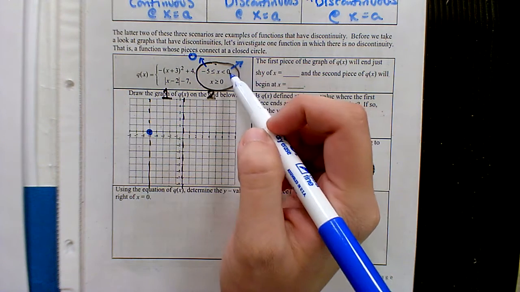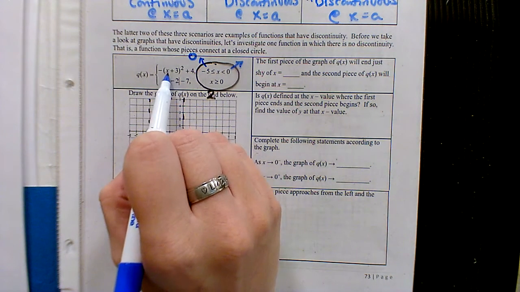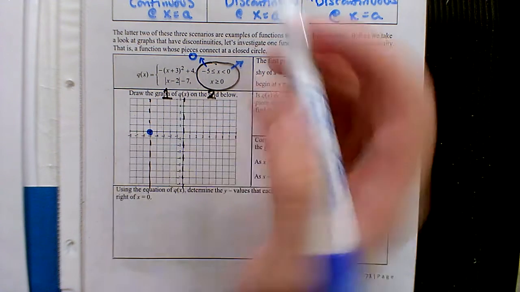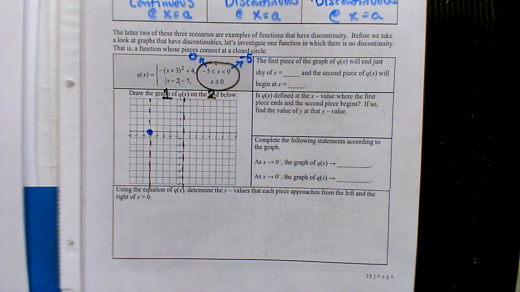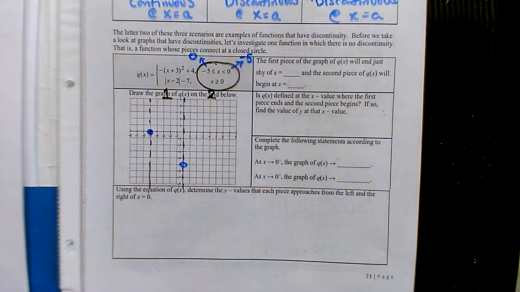Let's do the same thing for the other constraint or domain value. If we plug in 0, we'll have 3 squared, which is 9, negative out front, so -9, plus 4, we get -5. Open or closed circle? Open, good. All right, so we have to connect the dots somewhere between those 2 points.